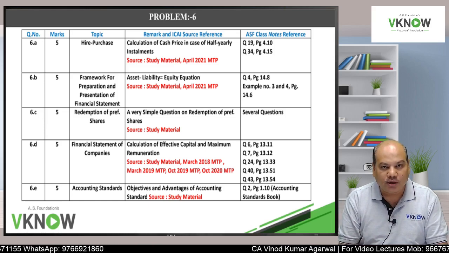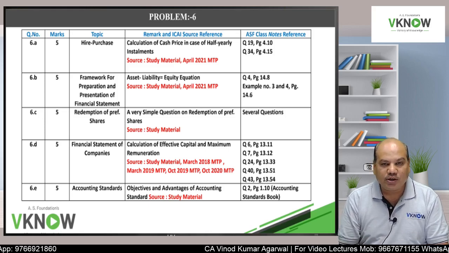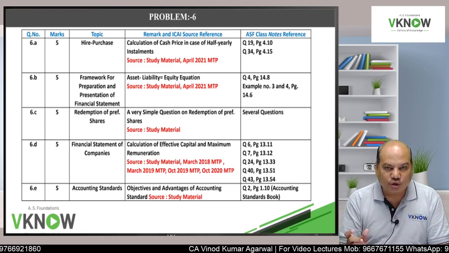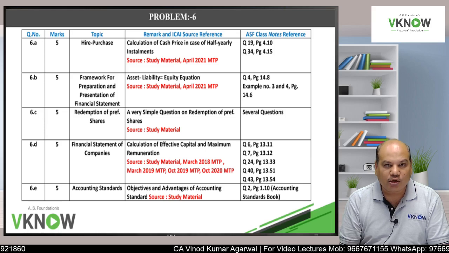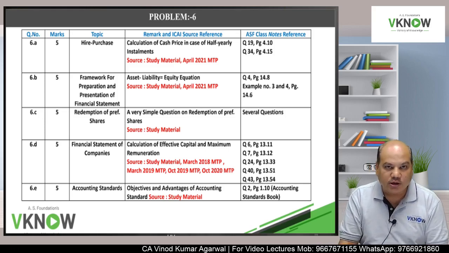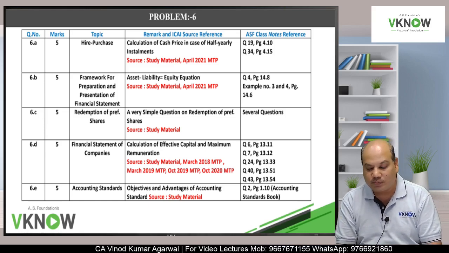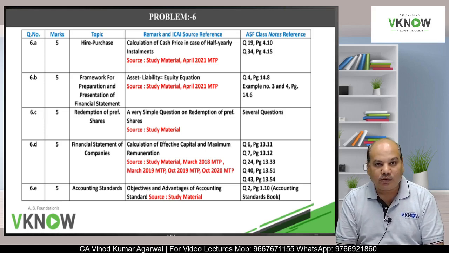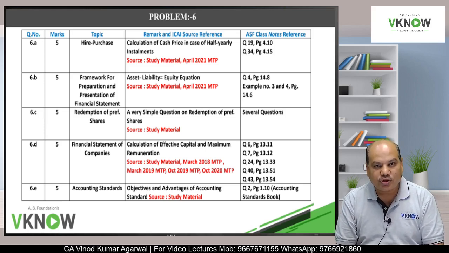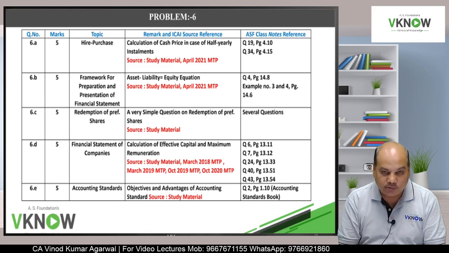6A for 5 marks, hire purchase. And what was the question? You just have to find out the cash price by discounting the installments. Semi-annual installments were given. Several questions have been covered in the class. This question is there in the study material also, and it was there in April 2021 MTP. In our book, we have many similar questions like question 19, question 34. We have covered them in the class.